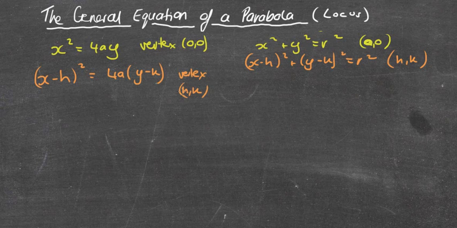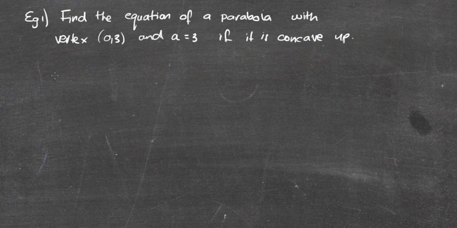Alright, now how does that work? Let's look at a question. Believe it or not, this question will actually be a vertex of an easier question. Let's have a look at this. We've got a vertex at (0, 3), so 1, 2, 3. Now that's my vertex, it's not the focal length. It's concave up, so it's going to look like this.